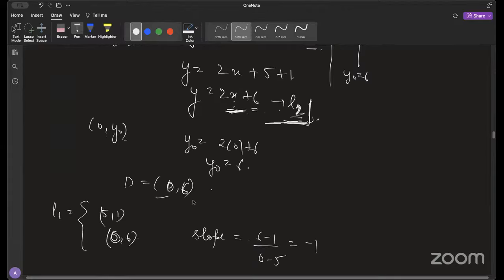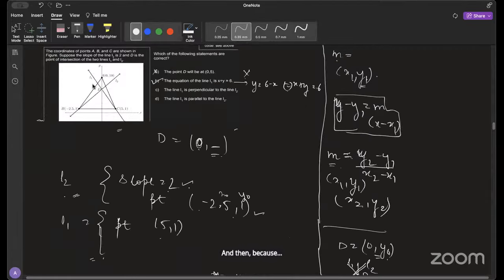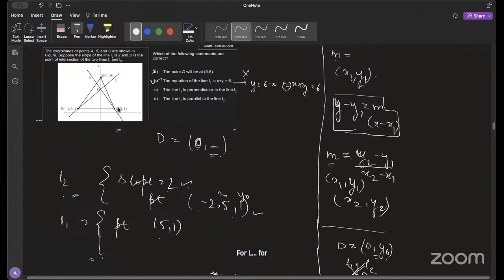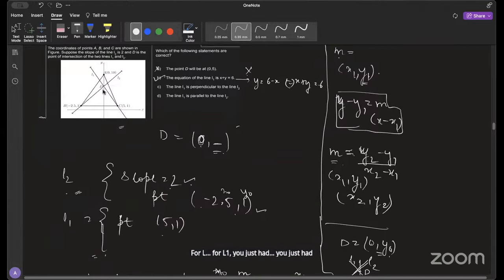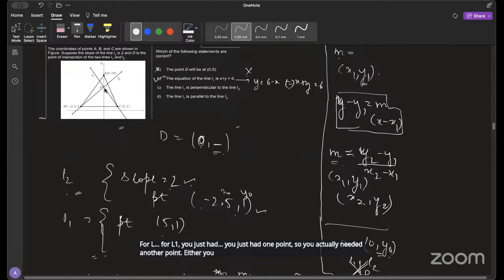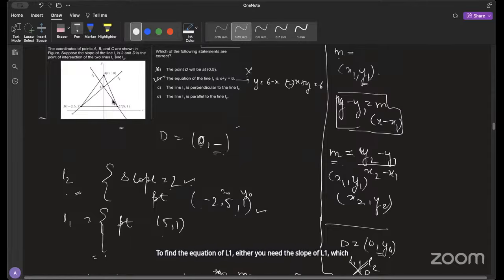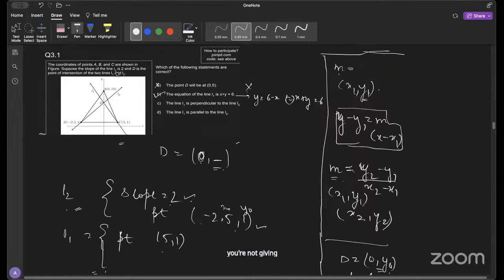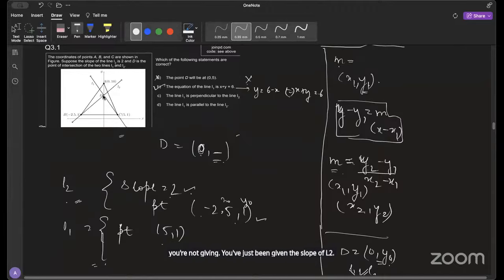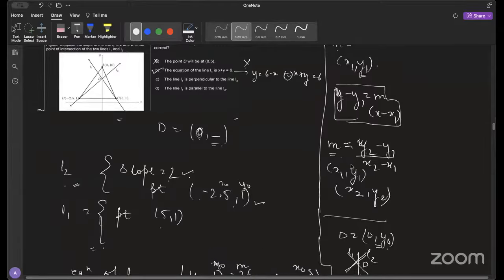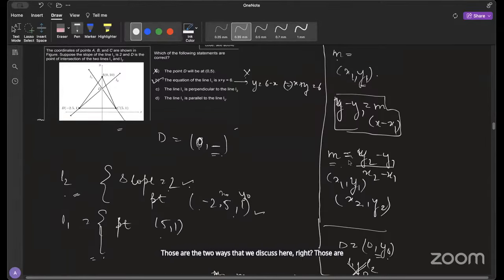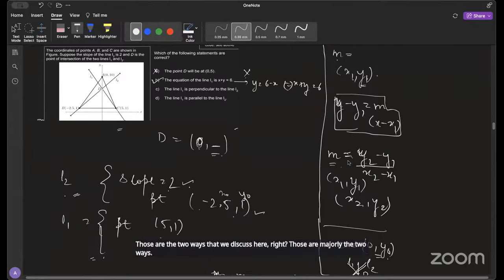So your point is this. This is how you find the point. And then for L1, you just had 1 point. So you actually needed another point. Either you need the slope of L1, which you're not given, you've just been given the slope of L2, or you need another point. Those are majorly the two ways you do things.